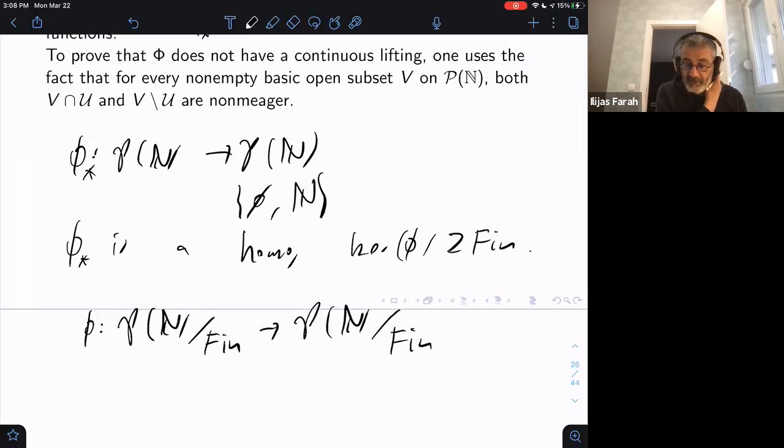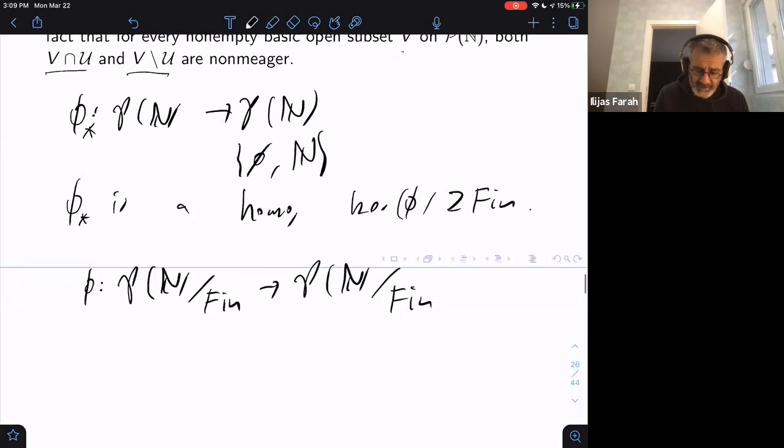The point is that if you have an ultrafilter, then for any non-empty basic open subset U, both the intersection with U and the difference V minus U are non-meager. So the point here is that the map that sends A to the complement of A is a homeomorphism, and it sends the ultrafilter to its complement.